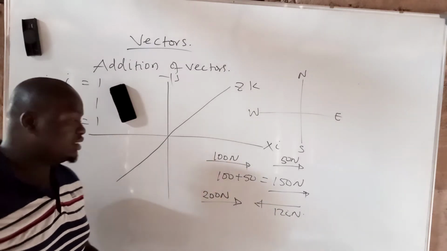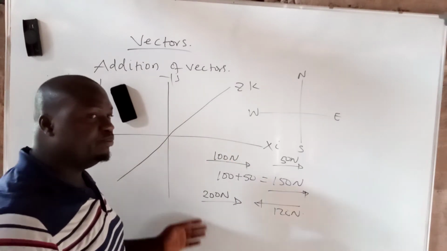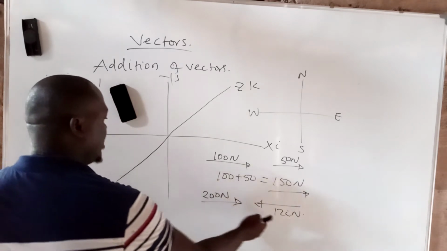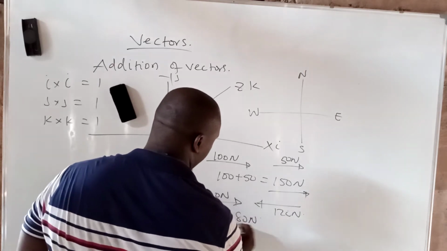So what I'm now saying is, when you want to subtract, it has to be the smaller one from the bigger one. So this is 200 minus 120, and that should give you what? 80 Newton. Now be very careful.